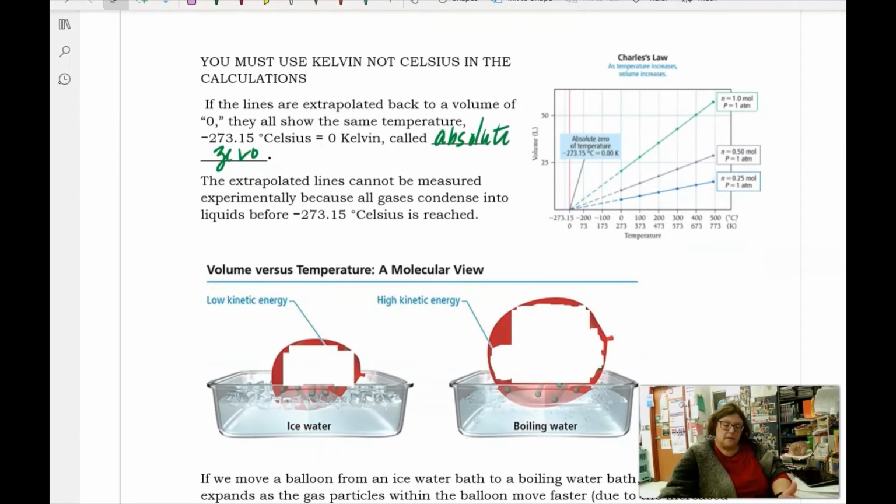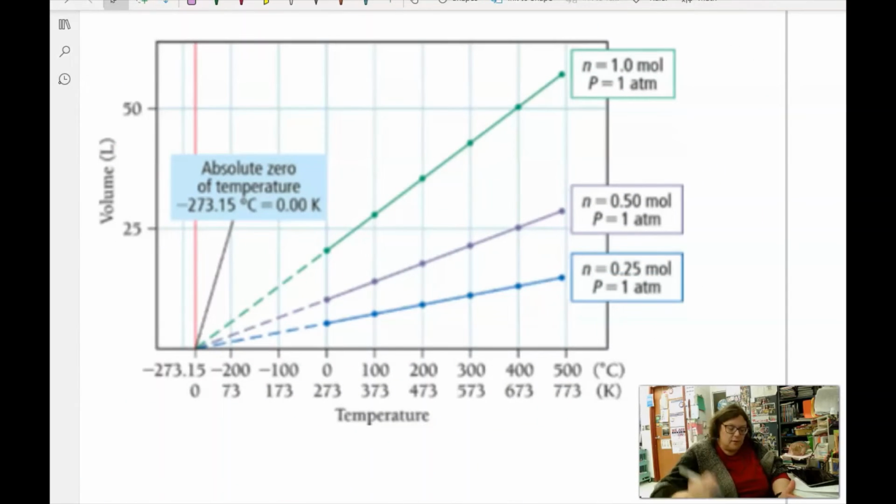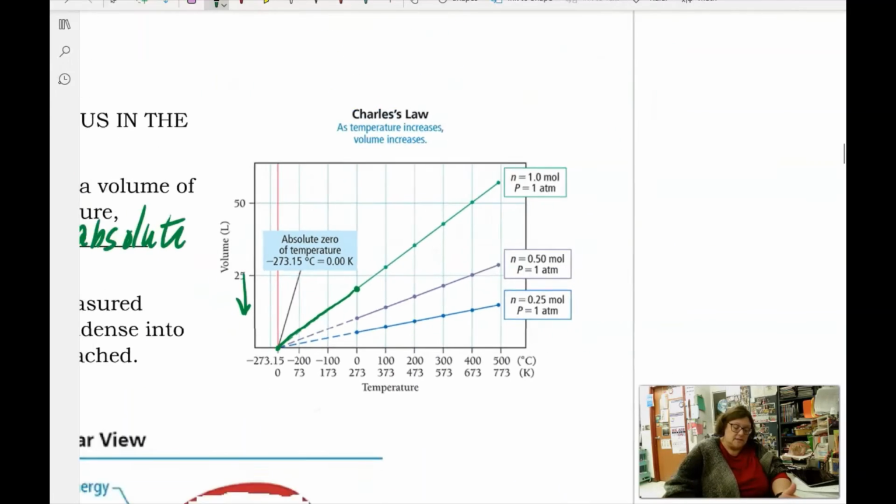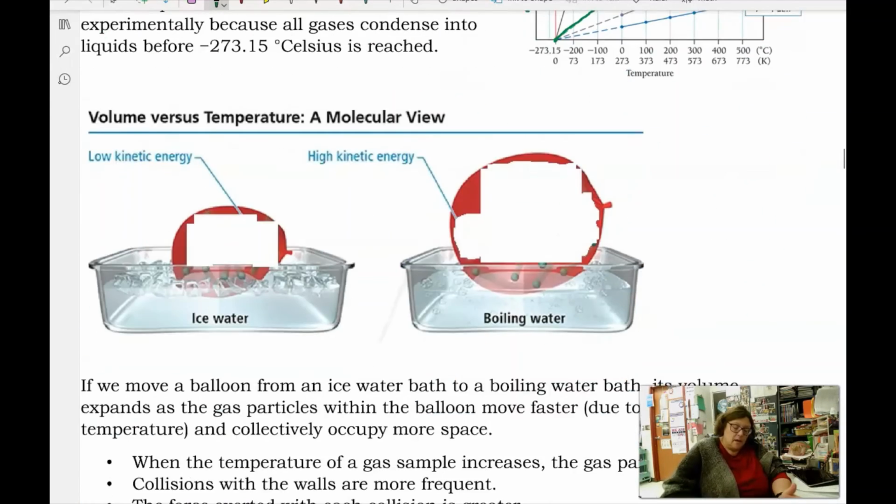All right, and here you can see if we extrapolate whatever gas this is, the number of particles in there is 1.0 moles, and we have 1 atmosphere. If we continue to cool it off, you can see that the volume declines until all of these guys would reach the same point, which is now defined as absolute zero, negative 273.15.